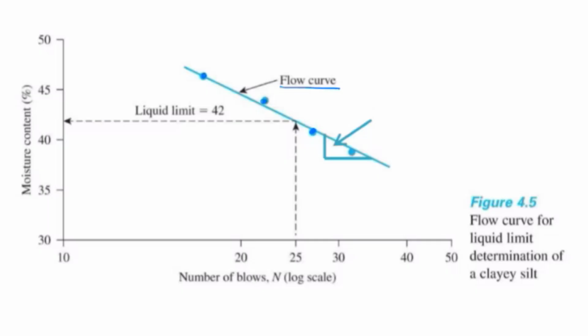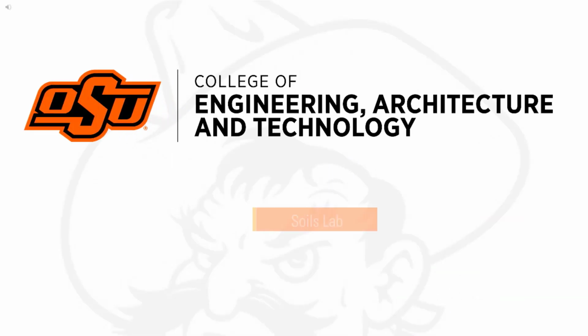After you've plotted your flow curve, you're then going to find 25 blows. You trace the 25 blows up to where it connects to the flow curve, and then trace that over to your moisture content. The moisture content at which 25 blows occurs is your liquid limit. So for this flow curve that we've just plotted, the liquid limit is 42. So the liquid limit again is the moisture content at which it takes 25 blows to close the gap in our groove.